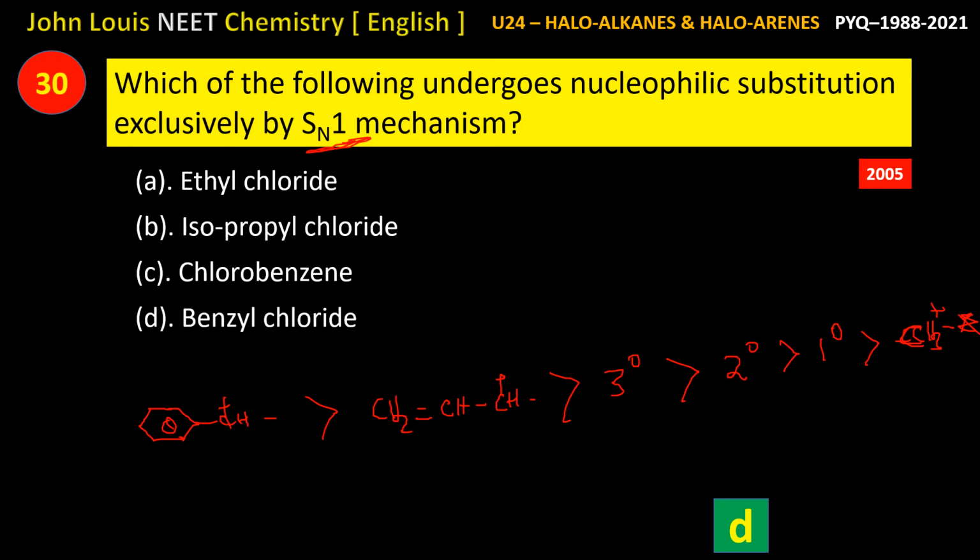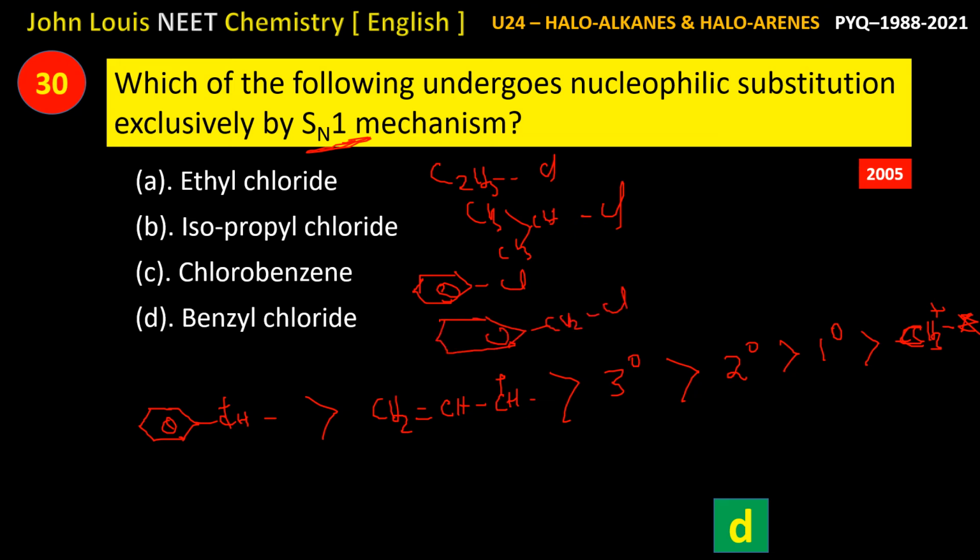This will be the reverse order for SN2 reaction. Already we had seen one of the SN2 types of reaction in the reverse order. Here now we have to see in a different order. So what is ethyl chloride? C2H5Cl. What is isopropyl chloride? CH3CHClCH3. And what is chlorobenzene? This is benzene with chlorine, this is chlorobenzene. Then benzyl chloride. What is benzyl chloride? C6H5CH2Cl.